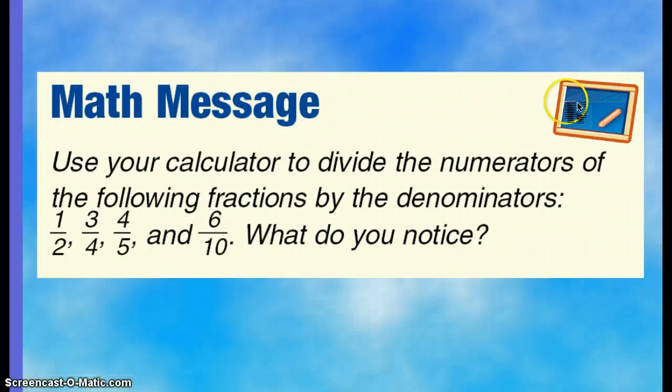Use your calculator to divide the numerators of the following fractions by the denominators. So get that calculator out and don't forget the process for using that. All you need to do for 1/2 is type 1, this is your divided by sign, 2, and then you do your equal sign. Then punch in 3 divided by 4. What is your answer? Then do the next fraction, 4 divided by 5. And the final one, 6 divided by 10. What did you notice?